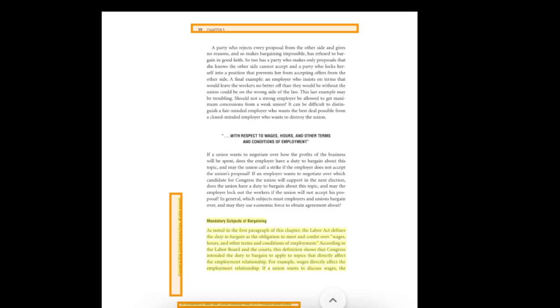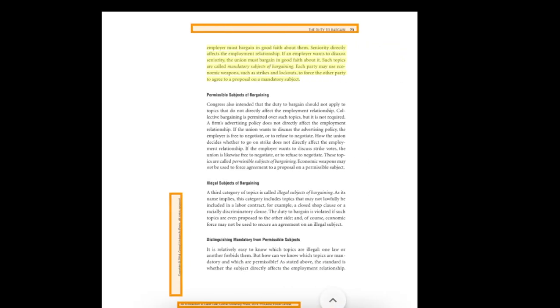For example, wages directly affect the employment relationship. If a union wants to discuss wages, the employer must bargain in good faith about them. Seniority directly affects the employment relationship. If an employer wants to discuss seniority, the union must bargain in good faith about it. Such topics are called mandatory subjects of bargaining. Each party may use economic weapons, such as strikes and lockouts, to force the other party to agree to a proposal on a mandatory subject.